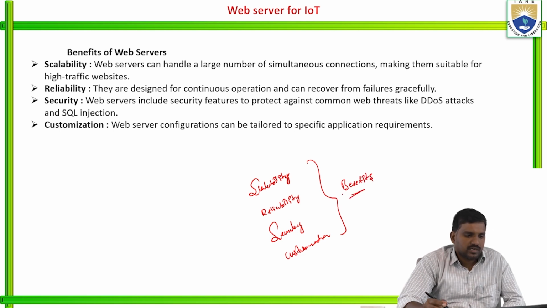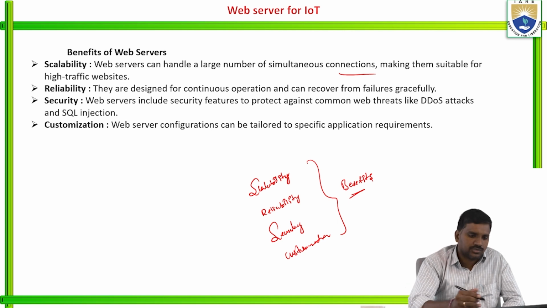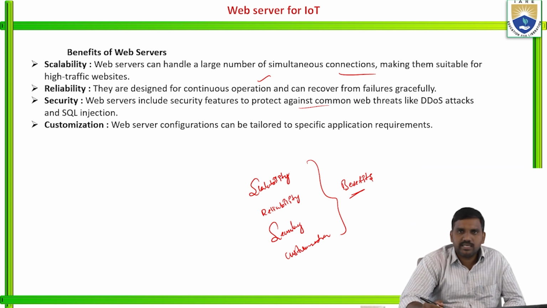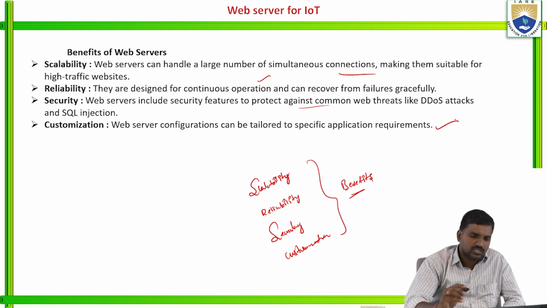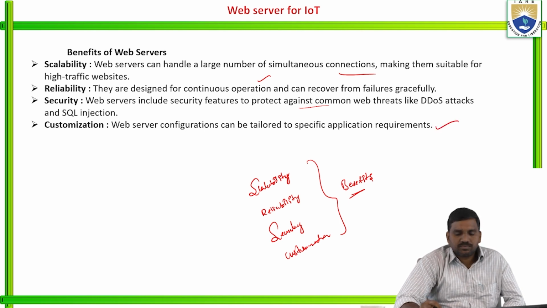web server. Scalability: web servers can handle a large number of simultaneous connections, making them suitable for high traffic websites. Reliability: they are designed for continuous operation and can recover from failure gracefully. Next is security. Web servers include security features to protect against common web threats like DDoS attacks and SQL injection malpractices. And customization: web server configuration can be tailored to specific application requirements. So these are the benefits of using a web server.